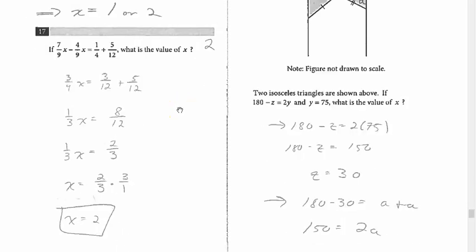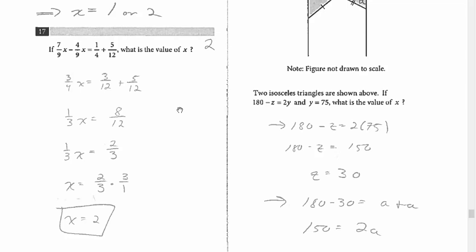17. We're trying to figure out the value of x. So this is just testing our ability to add and subtract, multiply, and divide fractions. So on the left, I combined my terms. They already had a like denominator of 9, so I got 3 over 9, x.